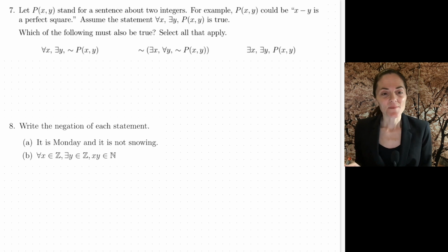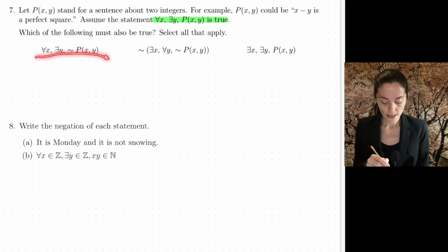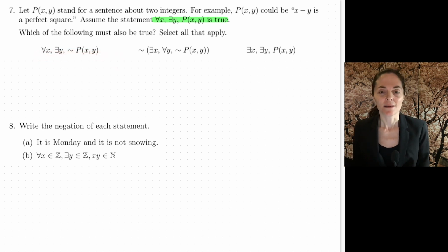Now let's move on. This is a really great exercise, number 7. So P of xy is some statement about 2 integers. And then we know, or we are assuming, that this is true right here. For all x, there exists y, P of xy is true. Which other of these must be true? For all x, there exists y, not P of xy. Well, that's not guaranteed by what we're assuming. But the others, well, I will just say we can say yes, but let's talk about why.